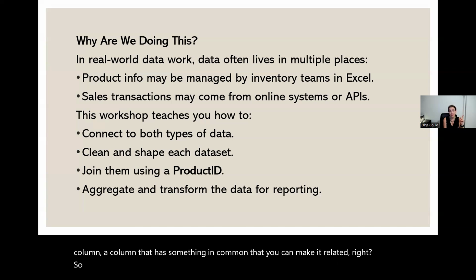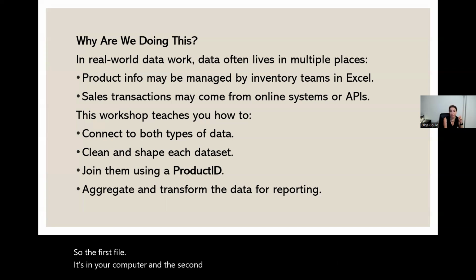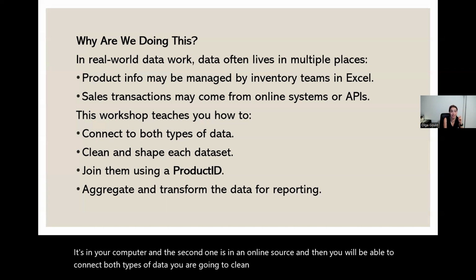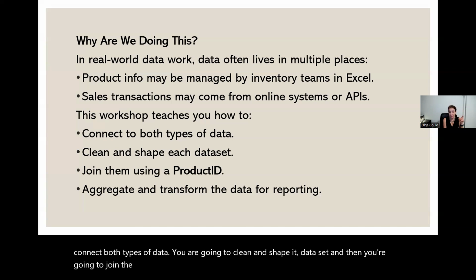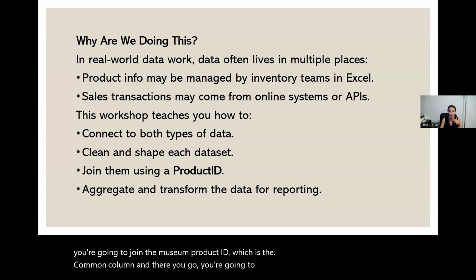So the first file is on your computer, and the second one is in an online source. Then you will be able to connect both types of data. You're going to clean and shape each data set, and then join them using product ID, which is the common column. Then you're going to aggregate and transform the data for reporting.